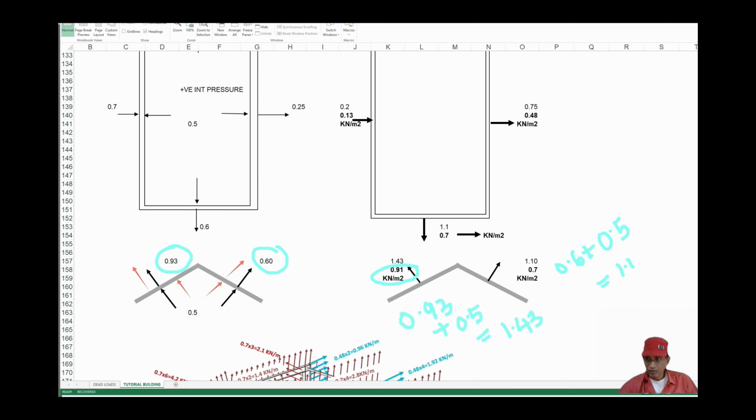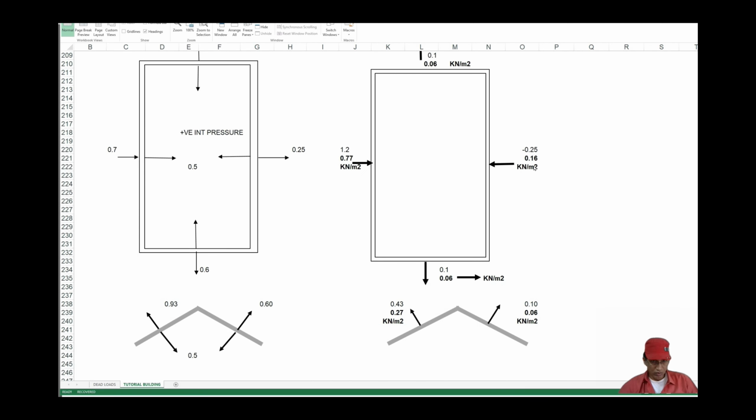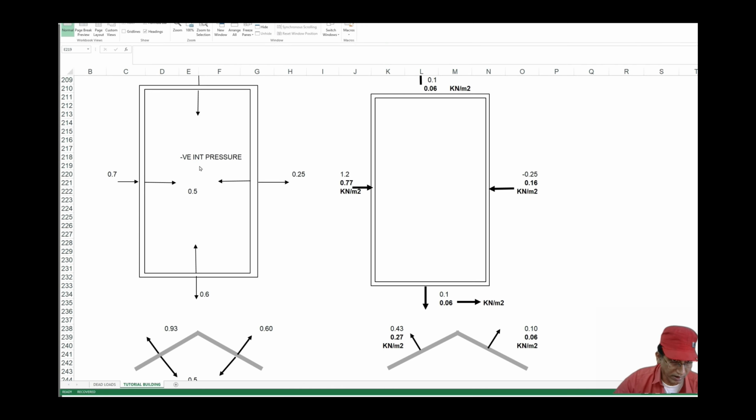Now let us see how the pressure coefficient will be calculated when this becomes negative pressure. This is negative interior pressure, meaning pressure is away from the wall along all directions. So these directions, these directions, these directions, and our external pressure coefficients remain as before: 0.7, 0.25, 0.6.